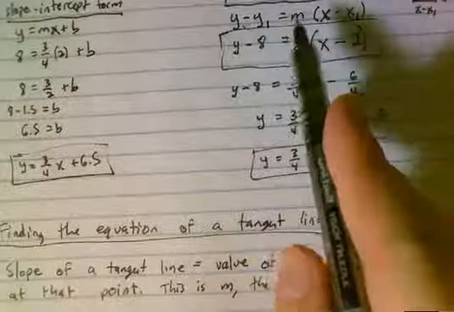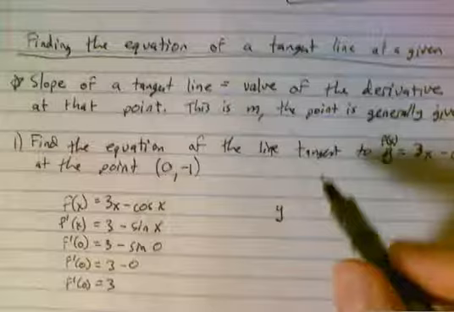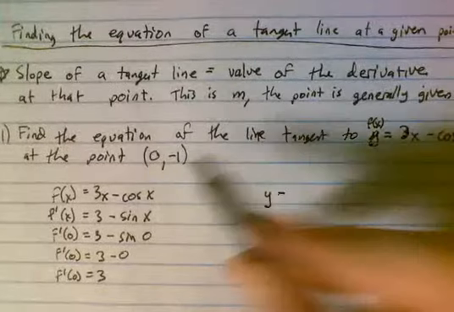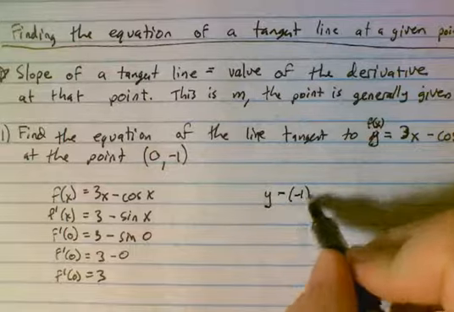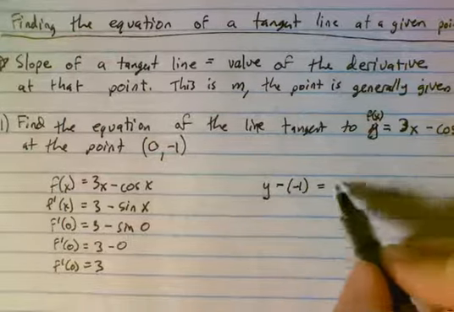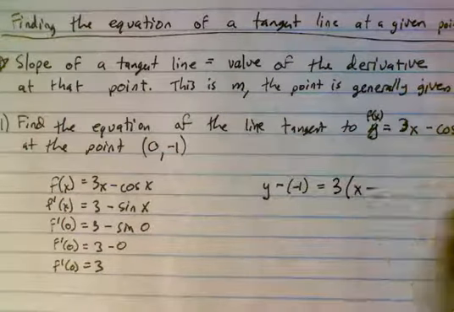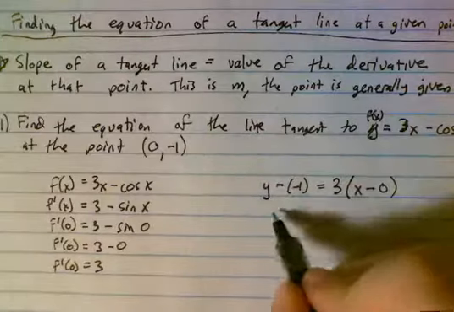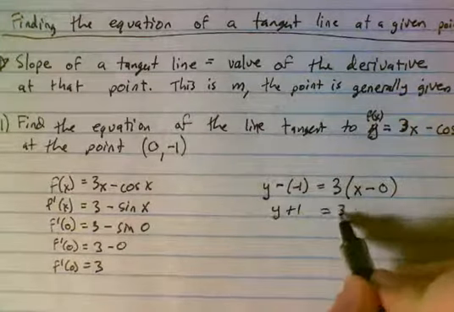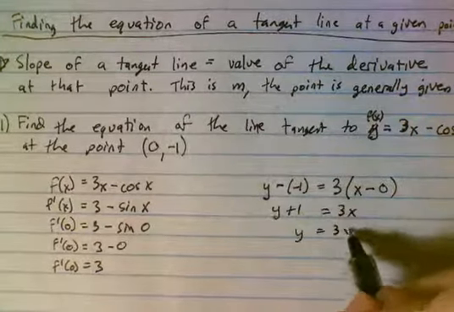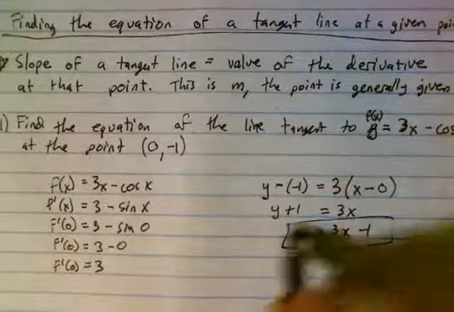I'm going to use the point slope formula over here because it makes life way easier. y minus y1, which is -1, equals slope, which is 3, times x minus x1. And there we go.